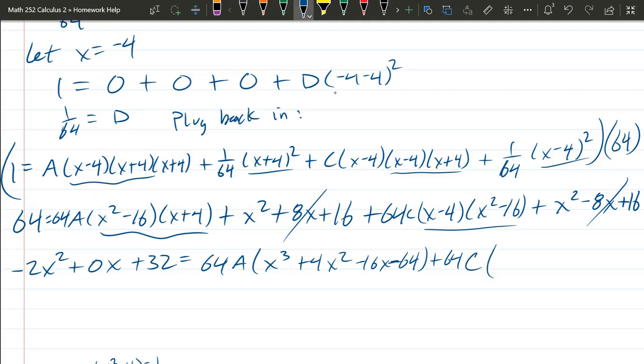64c times x times x squared, x cubed, x squared times negative 4x. Negative 4x squared, something, negative 16x, positive 64. Oh man, these numbers are going to get big.